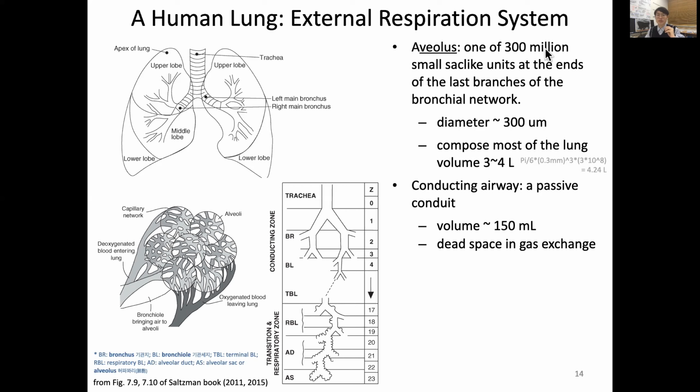And because the number is 300 million, we can calculate how big the alveoli are as a volume. You can easily calculate pi/6 times the diameter cubed and multiply by 300 million. That comes to about 4 liters. So our alveoli compose most of our lung volume, which is 3 to 4 liters. The conducting zones, as conducting airways, are just a purely passive conduit. They still contain a volume of about 150 milliliters. And what does that do in terms of gas exchange? No, it doesn't do anything for gas exchange. So sometimes we call this airway space dead space. We'll get back to this again.